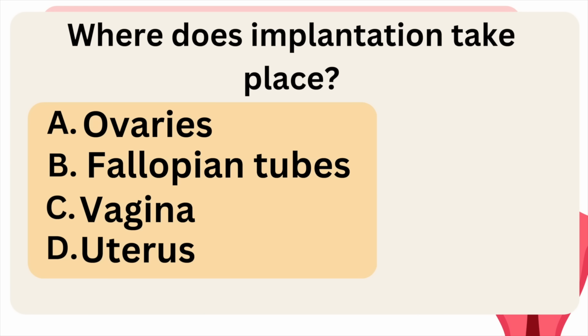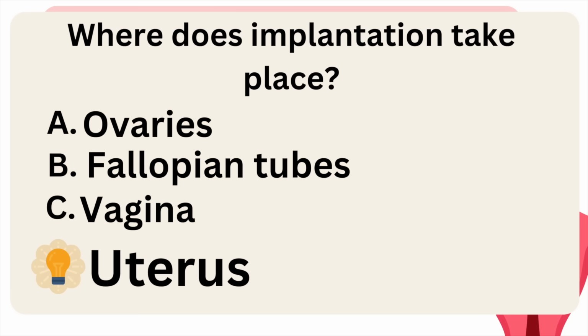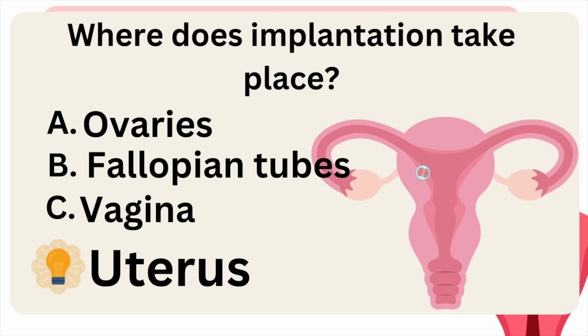A, the ovaries, B, the fallopian tubes, C, the vagina, or D, the uterus? Our answer here is the uterus. Implantation is when a fertilized egg, also called the zygote, attaches itself to the lining of the uterus where it begins to grow.